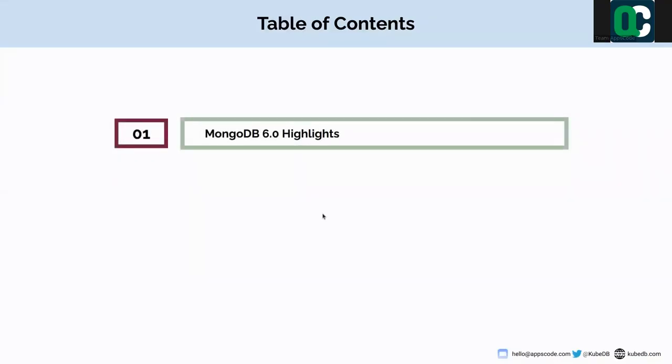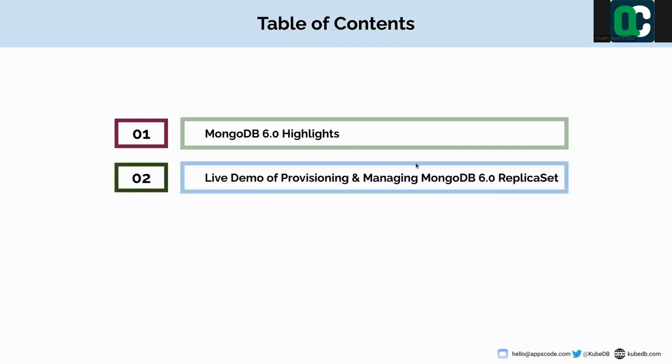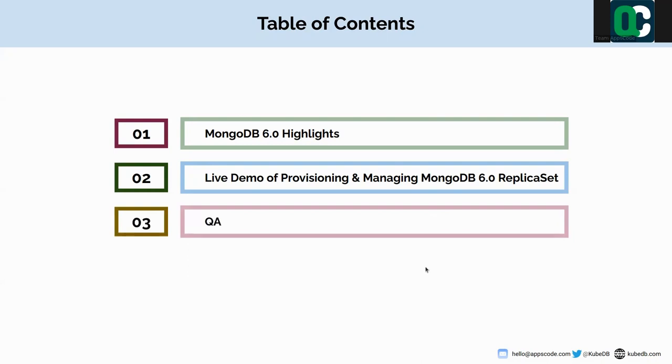So these are the contents of today's webinar. First, I will talk about the MongoDB version 6 highlights. Then I'll show a live demo where I will show how to provision a MongoDB 6.0 replica set. Then I will show how to backup and restore the database, and some operations such as horizontal and vertical scaling, reconfiguring the custom configuration, reconfiguring TLS, and also volume expansion, etc. Finally, we'll end our webinar with a Q&A session.